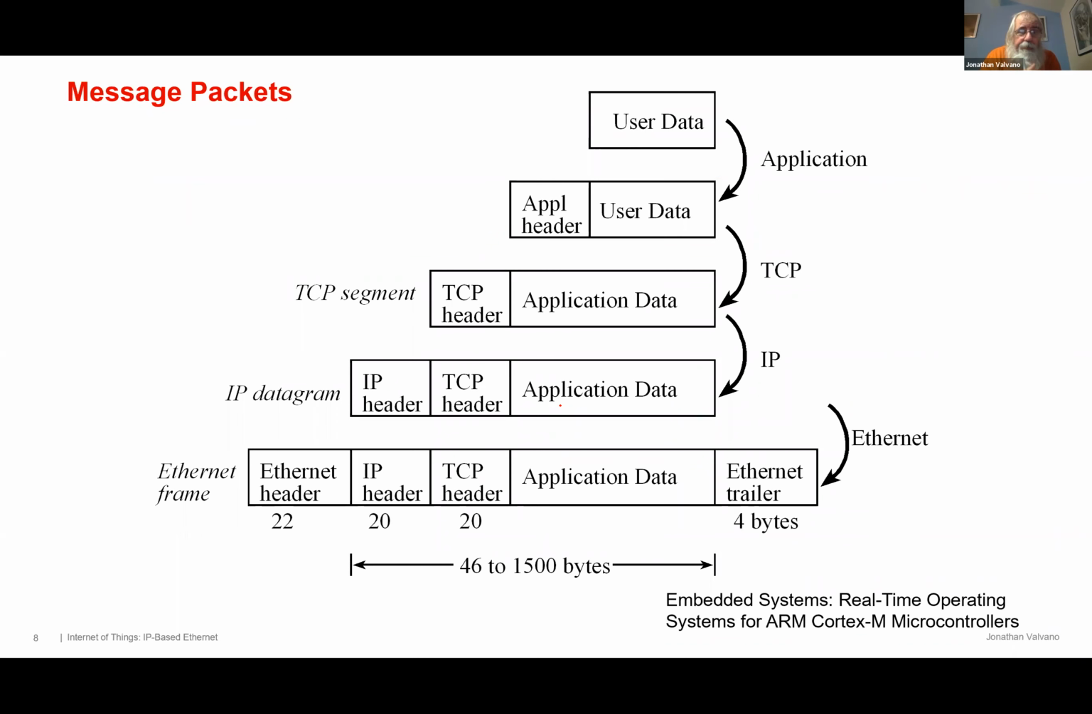Okay, so there's our Ethernet packet. We're going to see it a couple of times. So if you have 6 bytes of application data here, then you have 46 bytes of IP datagram, together with 22 bytes in the front and 4 bytes at the end for error checking.